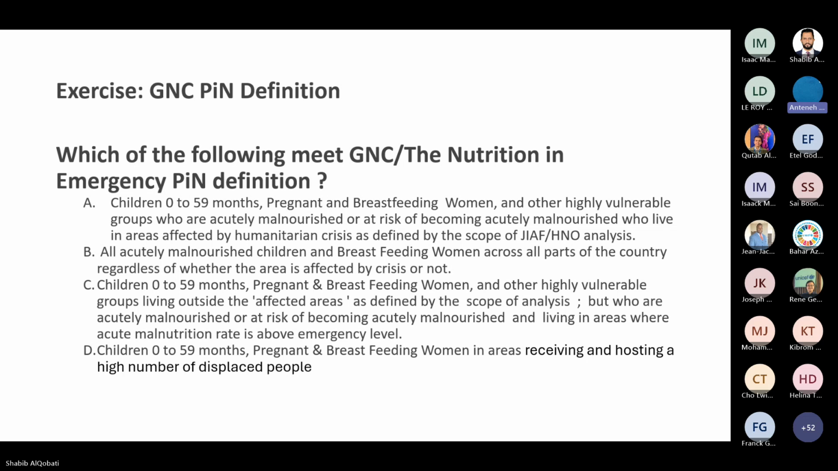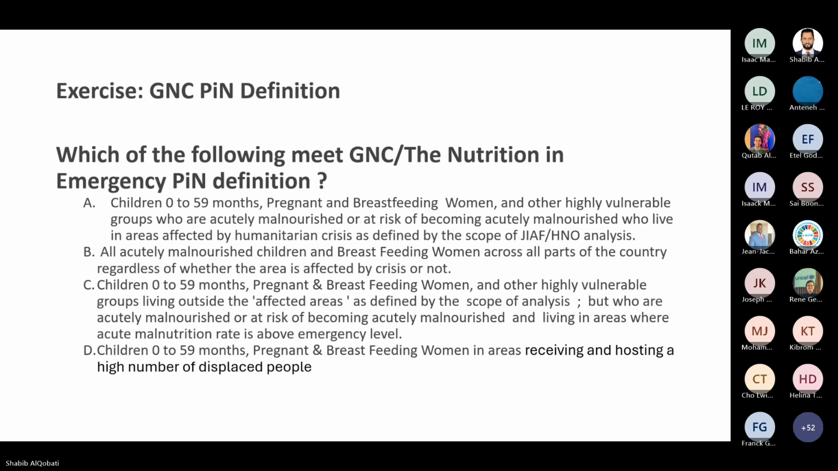That's one option. Another one, all acutely malnourished children and include here pregnant and breastfeeding women across all parts of the country, regardless of whether the area is affected by crisis or not. So regardless of whether the area is affected by shock or not, if they are acutely malnourished, they have to be included.